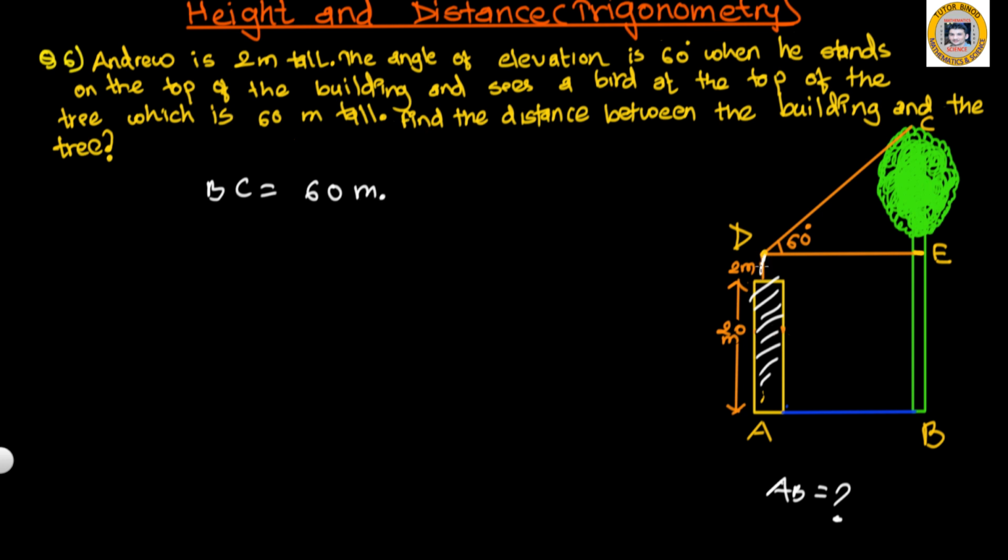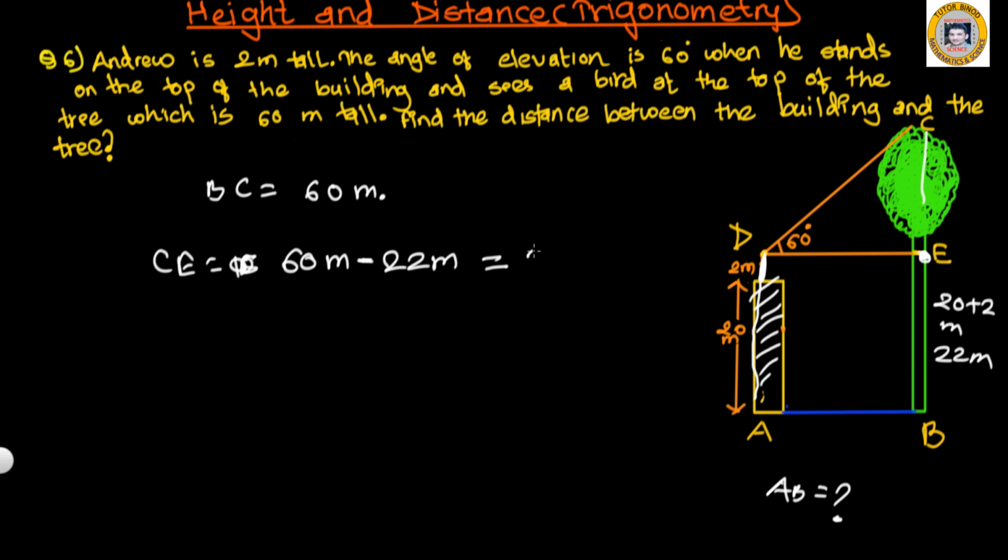whereas this is Andrew, who is 2 meter tall. So this length is 20 plus 2 meter. So EB is 20 plus 2 meter, which is 22 meter, whereas this whole length is 60 meter. If this much is 22 meter, CE will be 60 meter minus 22 meter, which is 38 meter, because 60 minus 22 is 38.